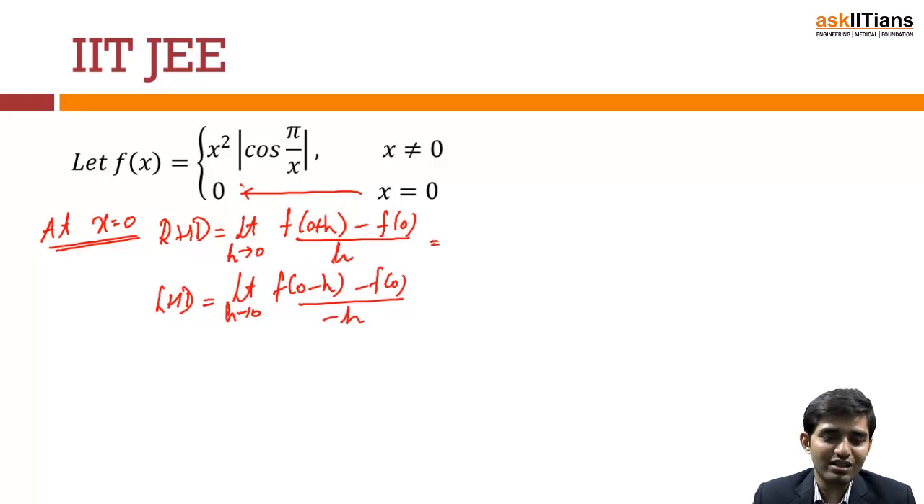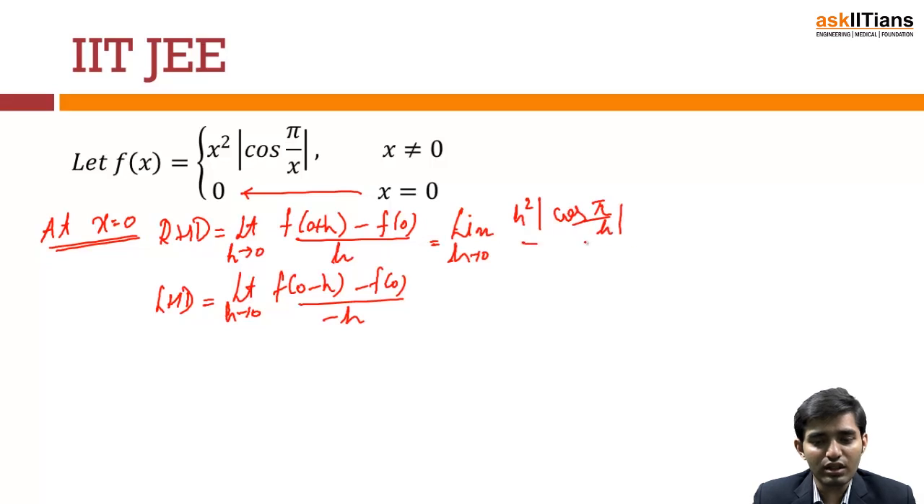Now if I put x equal to h in this, I will get limit h tending to 0. Here I will get h squared mod of cos pi by h divided by h. Now one h will get cancelled with this h, but still one h will remain, right? So 0 into some quantity. So 0 into some quantity will be 0, right? Because h is tending to 0, so one h is left here, which will be going towards 0.